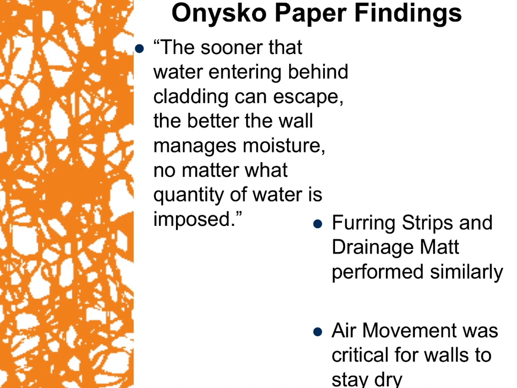So they perform similarly, but in the best case scenario, you want a product that is not going to absorb or release any moisture, like the plastic drainage mat, and then you want the largest space available, such as a 3/4 inch wood furring strip. So something that's not going to absorb or release any moisture, with a large airspace, gives you the best potential to get the bulk water out and the best drying potential possible. So the sooner that water that entered behind the cladding can escape, the better the wall manages moisture.